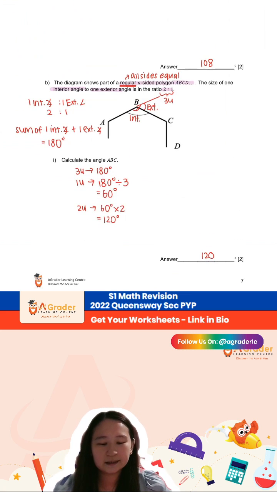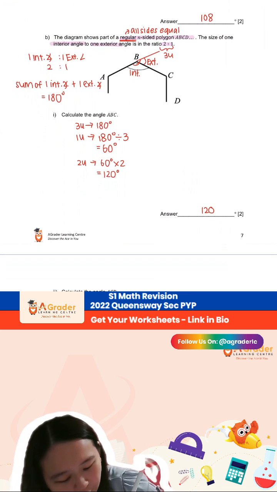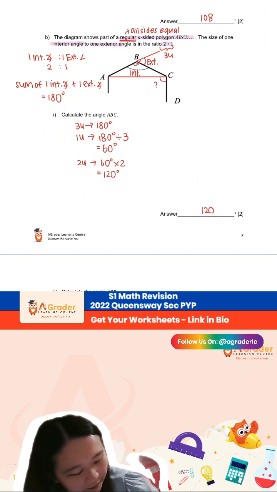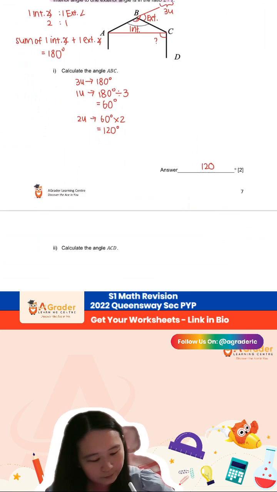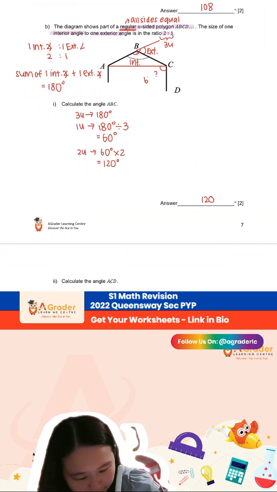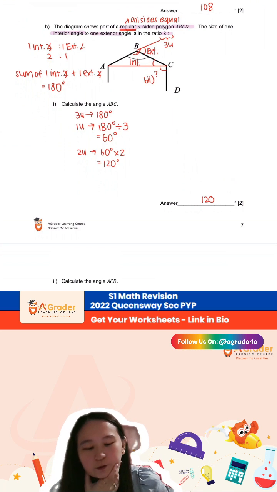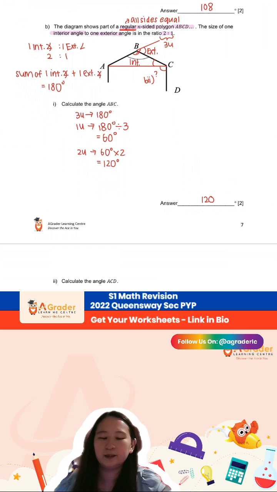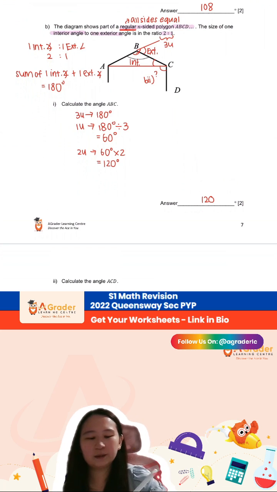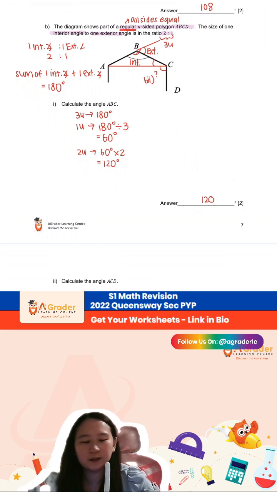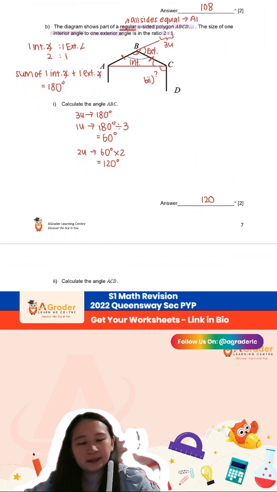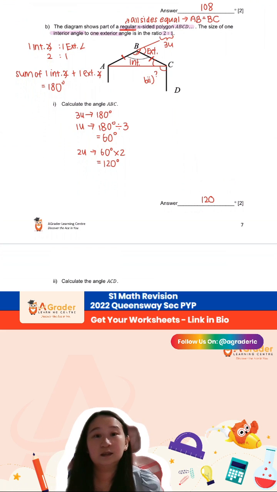Calculate the angle ACD. So we have to draw the line here. They want you to find this angle here. This is for part b(ii). So before we can find this angle, we have to find what is this angle, angle ACB. We can tell that it's a regular polygon, means the length AB equals to the length BC. So you have an isosceles triangle here.